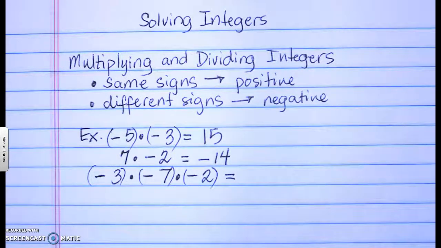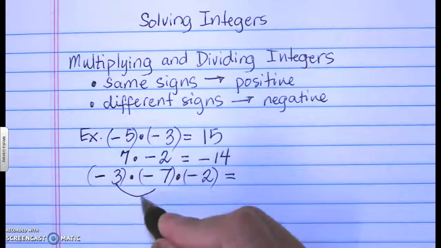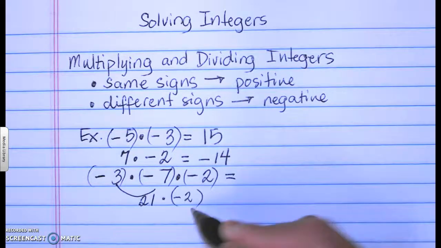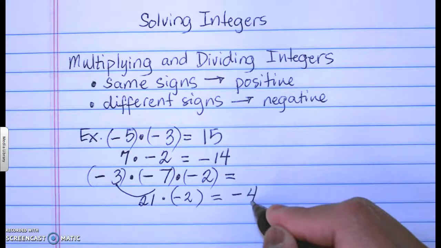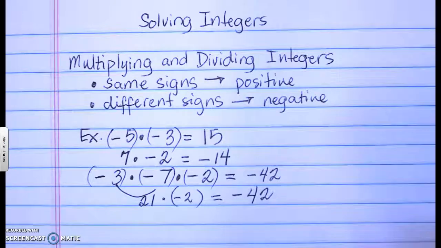All right, so for my next example, we are going to go from left to right, and this is going to be negative 3 times a negative 7. Okay, very good. This is going to come up as positive 21. Positive 21, if we're going to write that down, positive 21 times a negative 2 is going to become a negative 42. So that's your answer. Negative 42 is your answer.